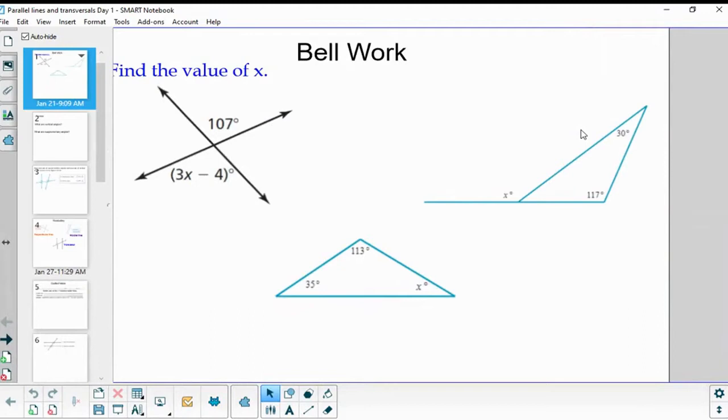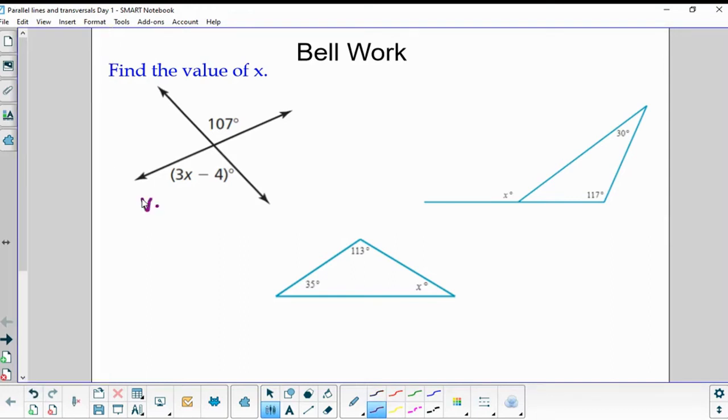Okay, we've got our presentation ready, so we've got another lesson about angles, and this one particular lesson is talking about parallel lines and transversals. So we do have a little bit of bell work we'd like to start with.